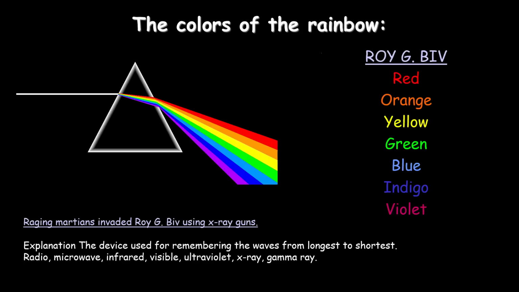Roy G. Biv. Roy G. Biv. Red, orange, yellow, green, blue, indigo, violet. That is your mnemonic device for the colors of the rainbow.